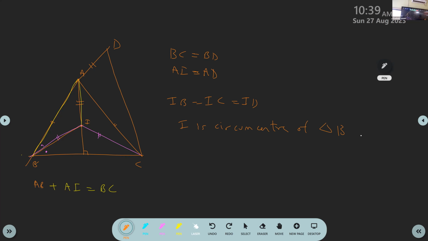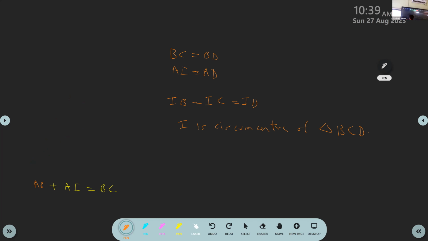Triangle BCD. It doesn't look like that in my diagram, but I guess once I found the answer, I should draw it more like that. Let me do that actually. Okay, so this I is the circumcenter of BCD.